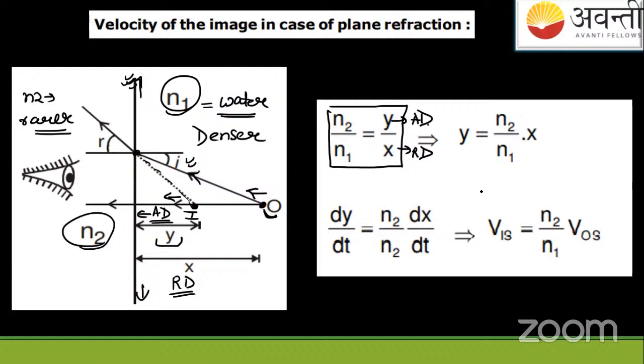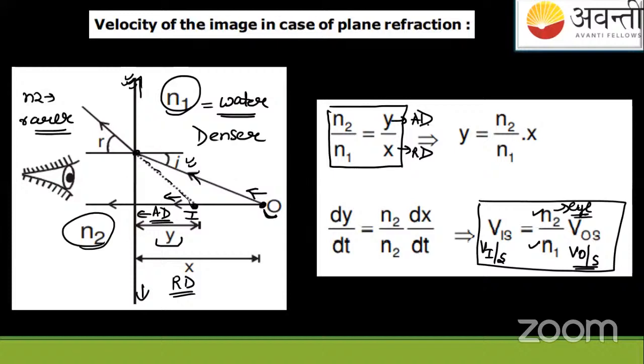The image is fake here. It's not the real picture; the real one is at X. How will you find it? For this a formula is defined: the velocity of the image with respect to the surface of refraction equals n2 upon n1 times the velocity of the object with respect to this surface of refraction, where n2 is the medium where your eye is, where you're observing, and n1 in this case is the object's medium.